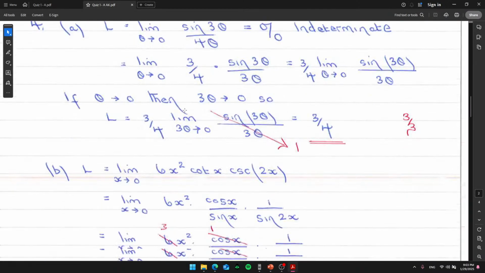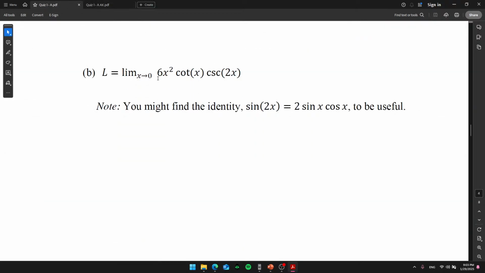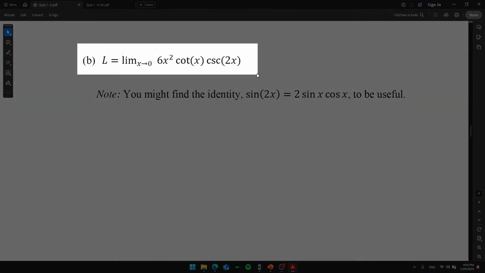Let's check our answer. Of course, it's 3 over 4. Yep. So he did 3 over 4. And for sine, he basically multiplied by 3 over 3 as I did. And yeah, he didn't take u equal 3 theta. Okay, so you could do that also, but he didn't. Okay, no problem.